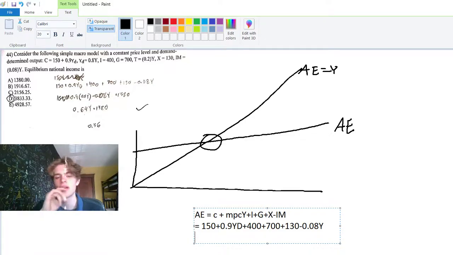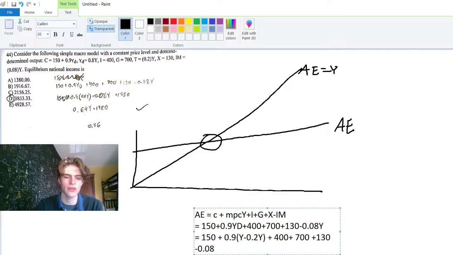that means it's like 0.9 times disposable income, and disposable income, remember, is our Y minus taxes. That's why we need taxes. It's not in the government part. It's Y minus taxes. So this equals 150 plus 0.9 times Y minus 0.2 Y, because that's taxes, right? Plus 400 plus 700 plus 130 minus 0.08 Y.